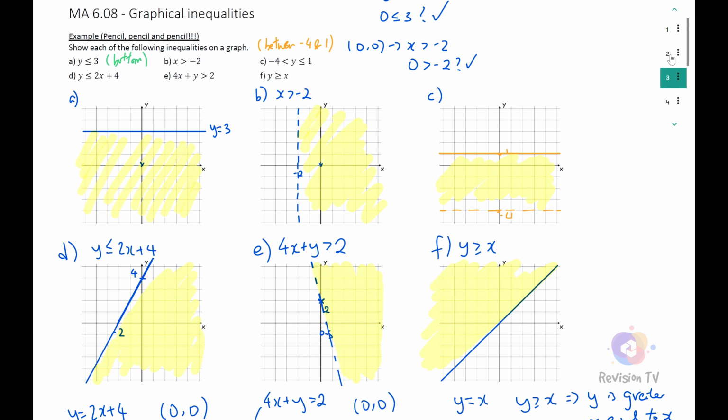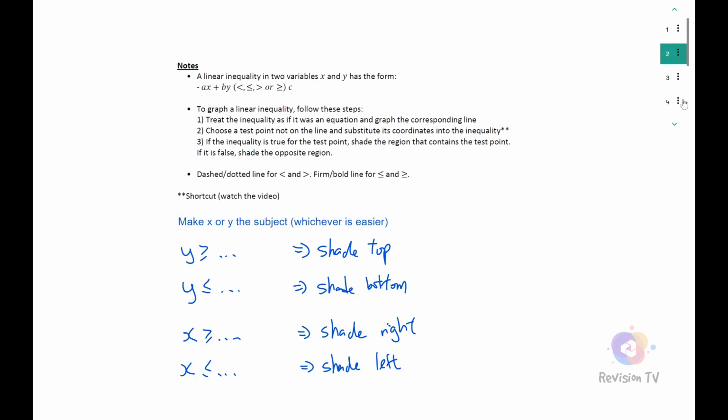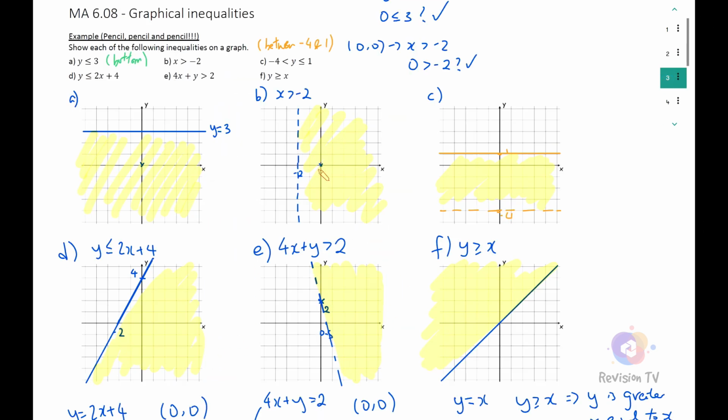X greater than minus 2. Greater than means shade the right part. Is that true? Yes. You can see we're shading the right side. So question C. Now question C is a special one because it's between them. So you can say y is greater than minus 4 means we're shading above minus 4 and less than or equal to 1, so below 1. So that's in between.